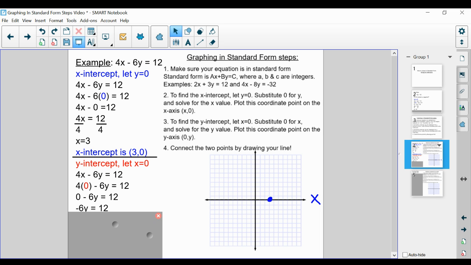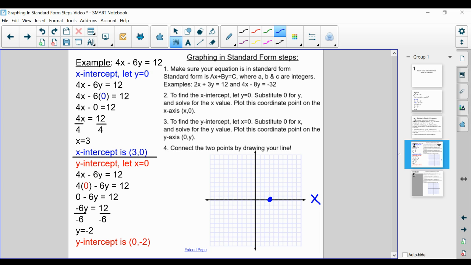And now that we have negative 6y is equal to 12, we have to divide both sides by negative 6. And we end up with y is equal to negative 2. Therefore, our y-intercept is 0, negative 2. We can go on the y-axis, that's the up and down axis, and plot 0, negative 2. And now we're going to connect the 2 points by drawing our line. This is going to be a little bit rough, but you should definitely be using a ruler for this. Let me extend it.